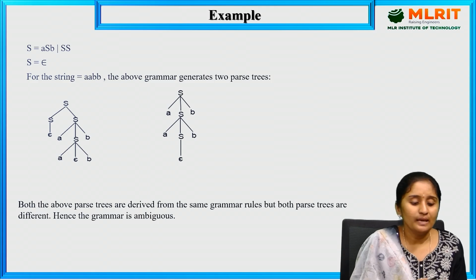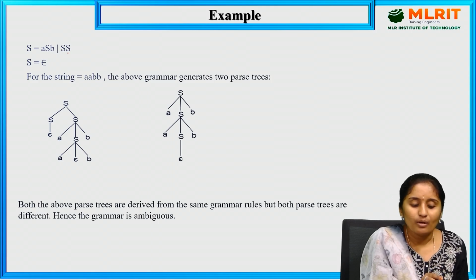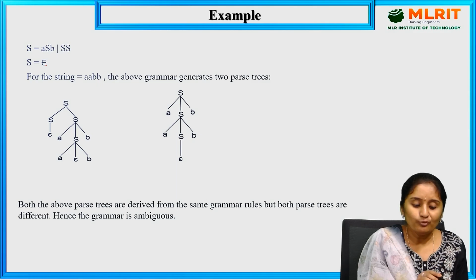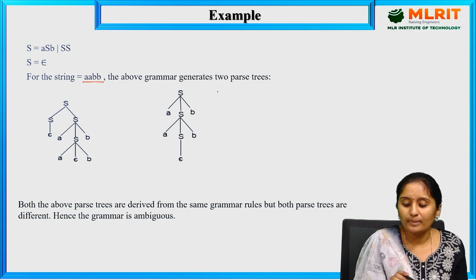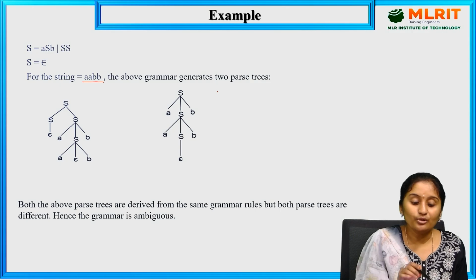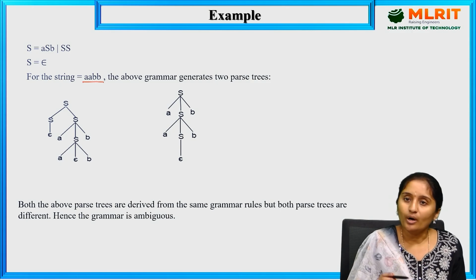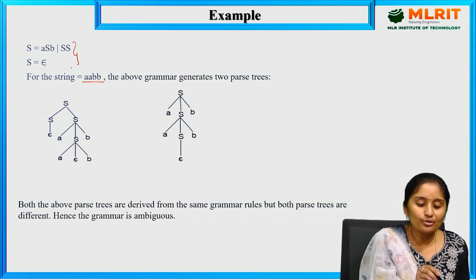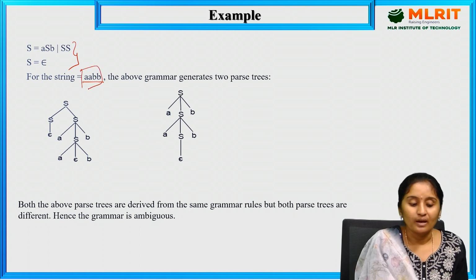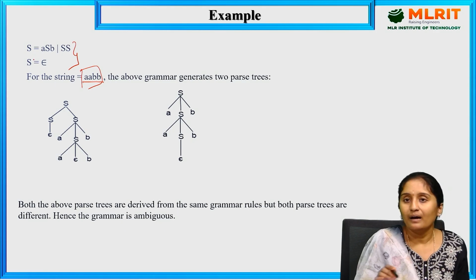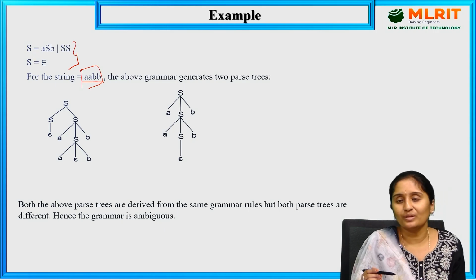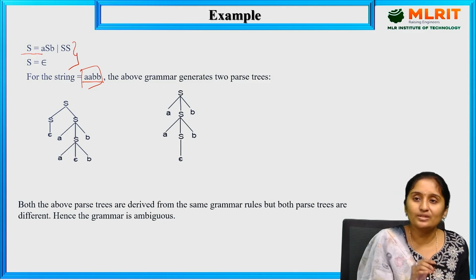Let us see an example. S produces ASB or SS, S equal to epsilon. For the string AABB, the above grammar generates two parse trees. We are going to generate two parse trees and check whether this grammar is ambiguous or unambiguous. These are the production rules they gave, and we need to generate the string AABB. To derive a parse tree, we should start with the root node, which is the start symbol. The first production's LHS is my start symbol.